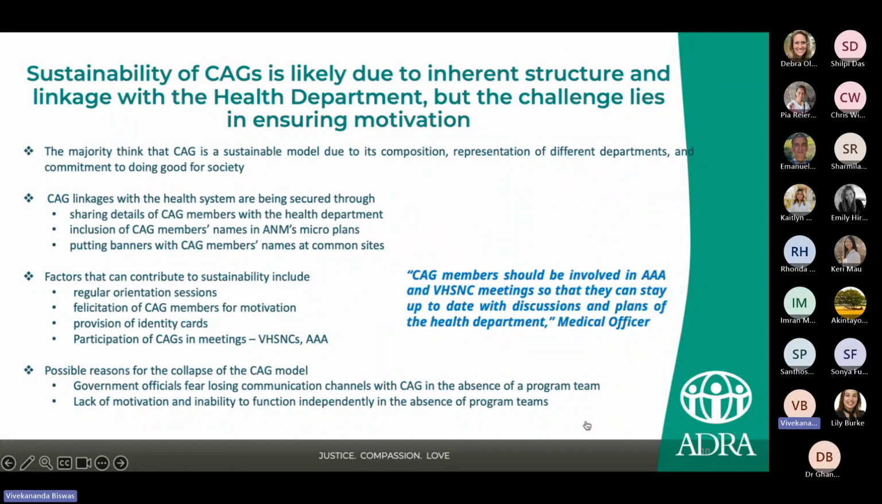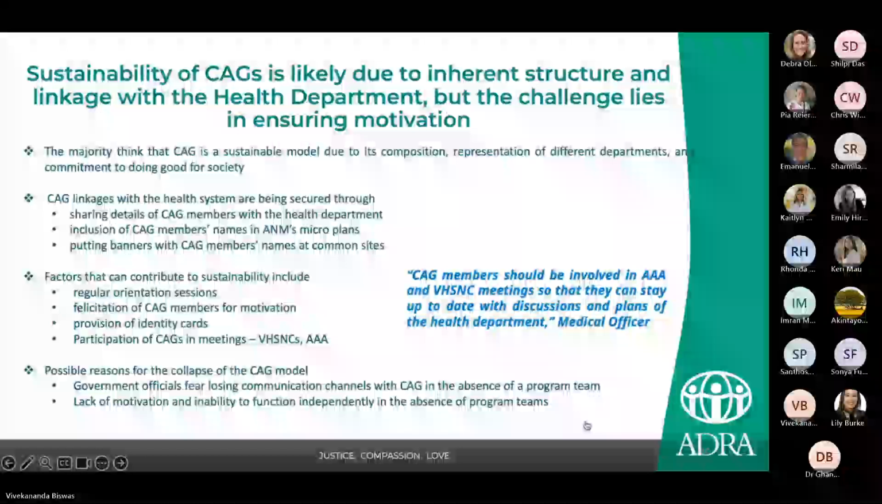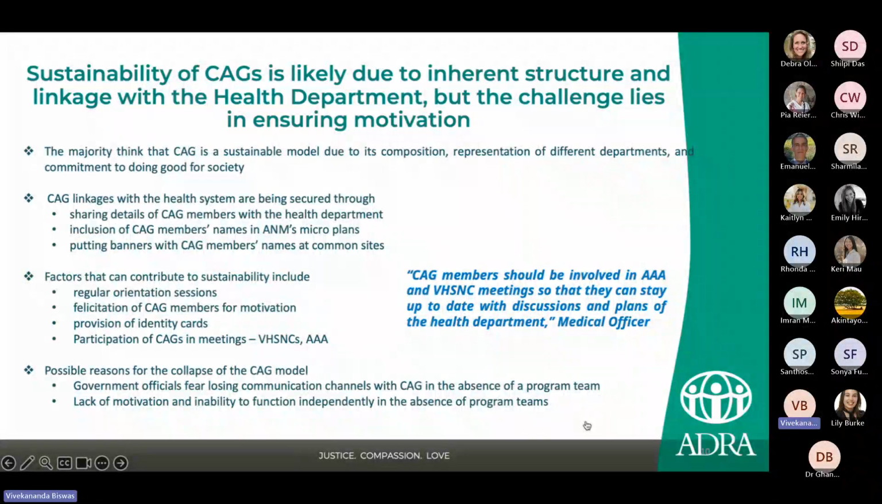3A coordination meeting. We have our Anganwadi workers, ANM and ASHA workers. They are the frontline health workers. So these three types of workers meet every month. And whenever these meetings are happening at the field level, we have ensured that the CAG members also get a call and can be a part of that meeting. And yes, there is a challenge. We have also identified the possible reasons that this model could collapse.